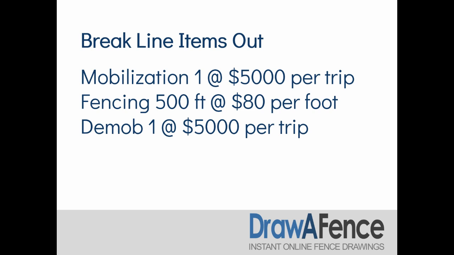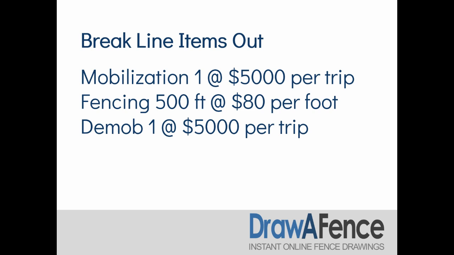You can, using the same example as we used previously, all you need to do is have your mobilization at $5,000 per trip, your fencing at 500 feet at $80 per foot instead of the $100, and then demobilization at $5,000 per trip. Now this does several things. Firstly, if they change the length of the fence and it becomes less, your mobilization and your demobilization costs won't be affected. And you can do this with any fixed cost that you want to split and break out that way.